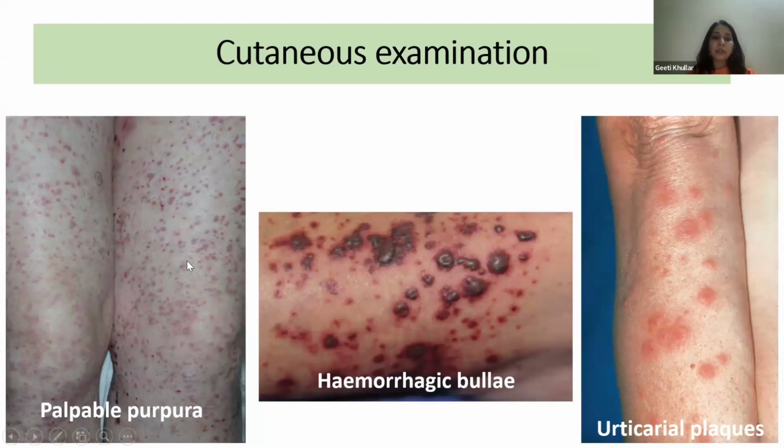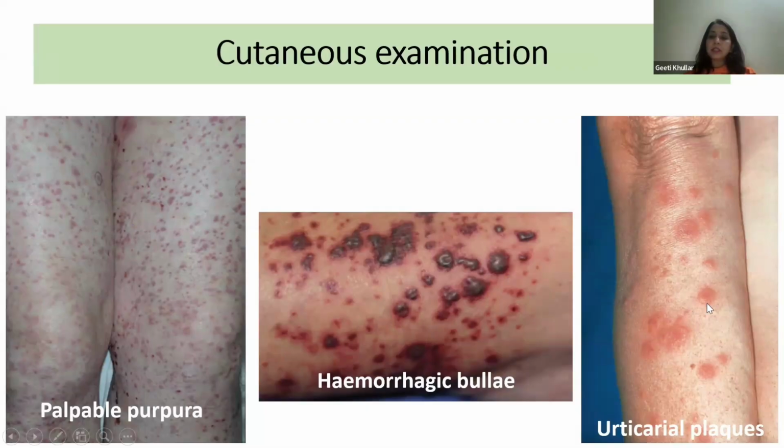Seeing some of the morphologies, you should know that this is palpable purpura, the typical classical lesions on the lower limbs, suggestive of a small vessel vasculitis. And here you have some palpable purpura in the vicinity, but these are some hemorrhagic bullae which have developed in these patients. This is again suggestive of small vessel involvement. Hemorrhagic vesicles and bullae can be seen again in a small vessel vasculitis.